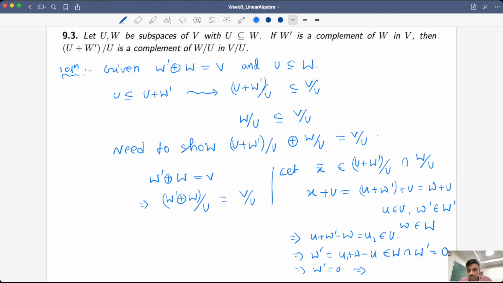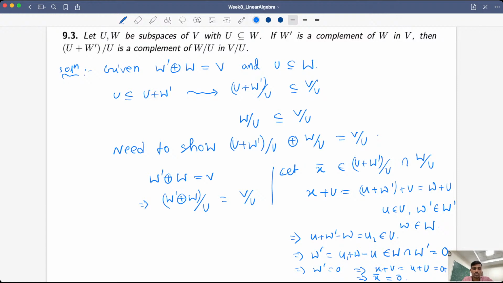This implies that x plus U equals U plus capital U, and U plus capital U is nothing but 0 plus capital U, and this means that x bar equals just the class of 0, right? So that implies that the intersection is only 0.